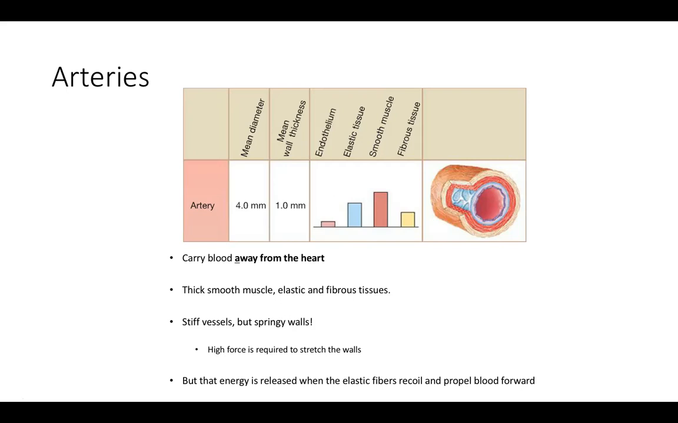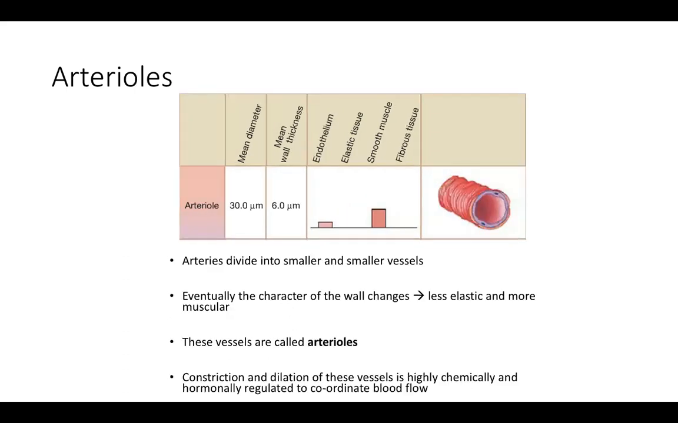As arteries get further and further away from the heart, they divide into smaller and smaller blood vessels. Eventually, there's no more elastic tissue. It decreases to the point that there's none. And eventually the amount of fibrous tissue around the blood vessels goes away as well, and you're just left with a layer of smooth muscle and a layer of endothelium. When that happens, this is referred to as an arteriole.